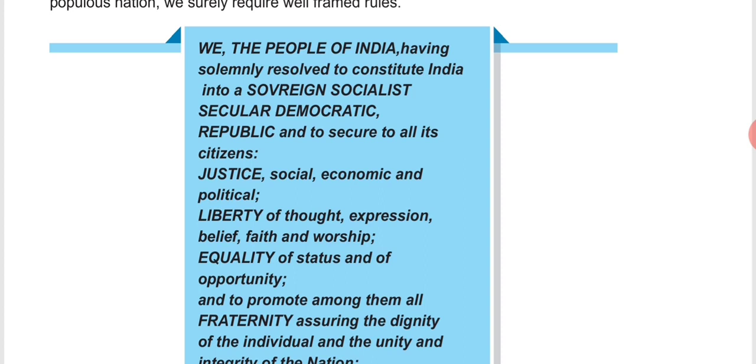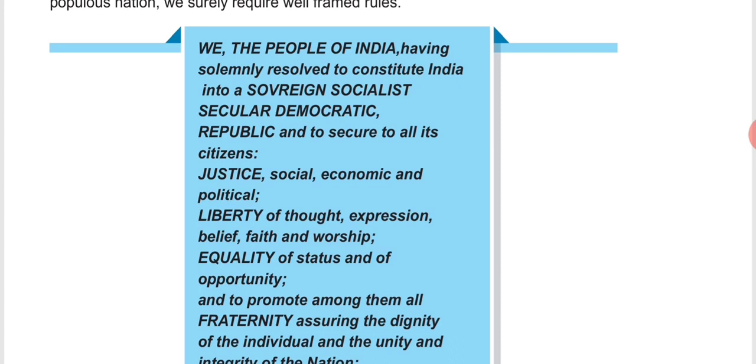Justice in which way? That is social. That means in the society, whether you belong to a different religion, caste, color, creed. Economic, that means related to money, and political. So justice in all ways. Then liberty. Liberty means freedom. So freedom of thought, expression, belief, faith, and worship. So we should have freedom, that is liberty, in all the fields.